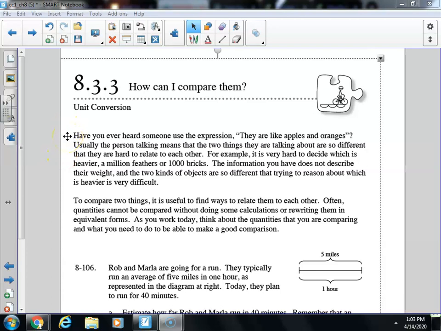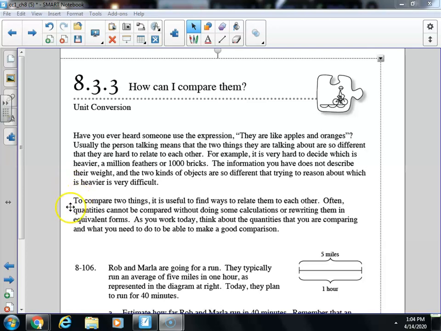Have you ever heard someone use the expression, they are like apples and oranges? Usually the person talking means that the two things they are talking about are so different that they are hard to relate to each other. For example, it is very hard to decide which is heavier, 1,000,000 feathers or 1,000 bricks. The information you have does not describe their weight, and the two kinds of objects are so different that trying to reason about which is heavier is very difficult.